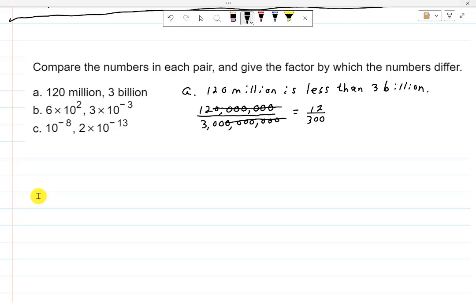At this point, I can use the calculator. I think it goes in there 25 times. So we could say this is 1 over 25. In particular, we could say that 120 million is 1/25 of 3 billion.